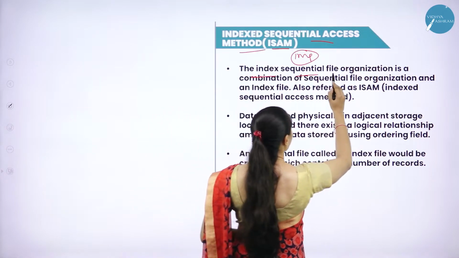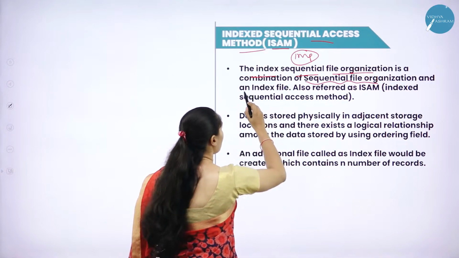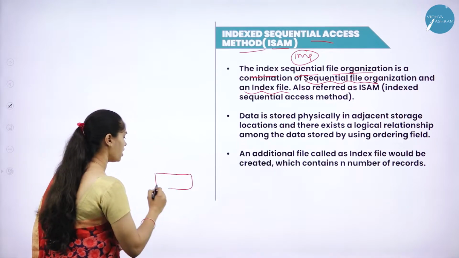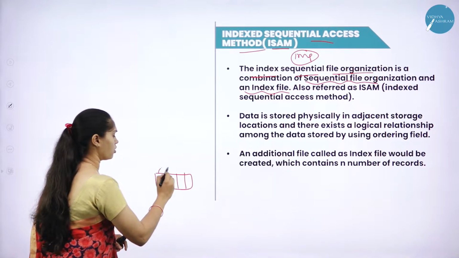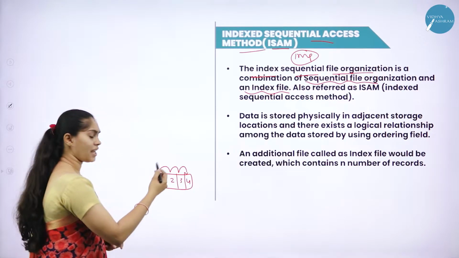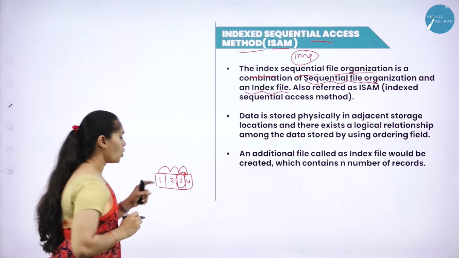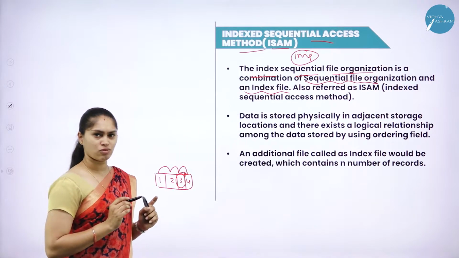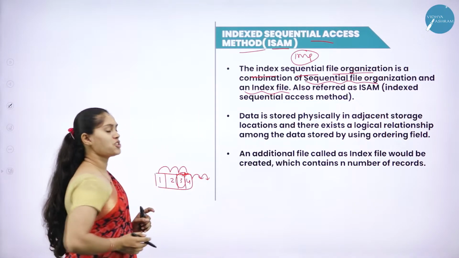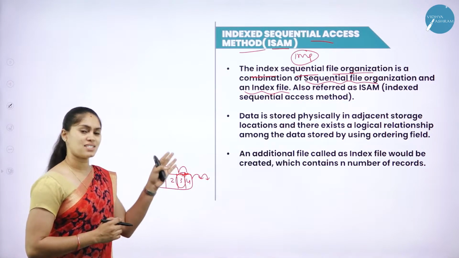The index sequential file organization is a combination of sequential file organization and an index file. Sequential means accessing of the content will be one by one. For example, consider 1, 2, 3, 4. I can access one by one. What if I wanted to access the third one? I can directly access it with the help of this index file. Then further it will be carried out with the help of the sequential method again. So that is a combination of both the sequential as well as the index file.